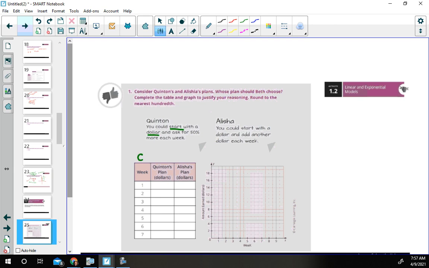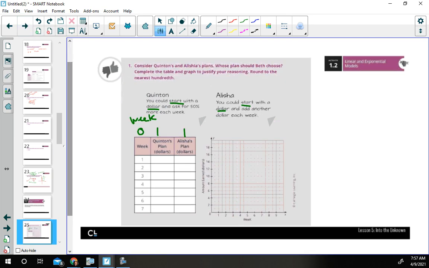So at time 0, Quentin starts with $1. So at week 0, Quentin's at $1. Alicia also starts with $1, and then she adds another $1 each week. So if I start with $1 and I add $1, I'm now at $2. If I add $1, I'm now at $3. If I add $1, I'm now at $4. I want you to continue that pattern.